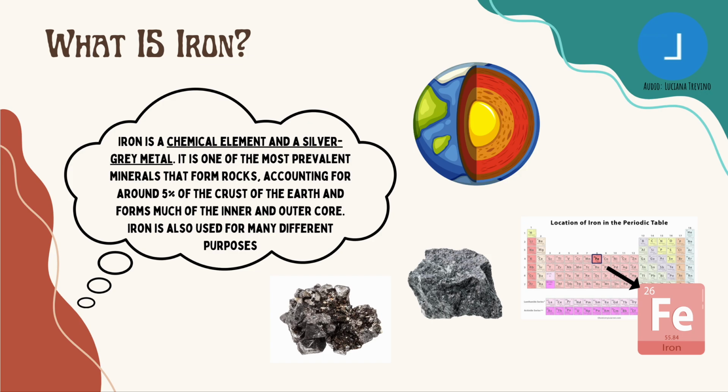Hematite and magnetite are the main minerals that are used as ore to make iron. Some physical properties of iron include that it is solid, has a silver grayish color, and rusts easily. Iron is atomic number 26 on the periodic table and has the symbol Fe. Here are some pictures of what iron looks like.